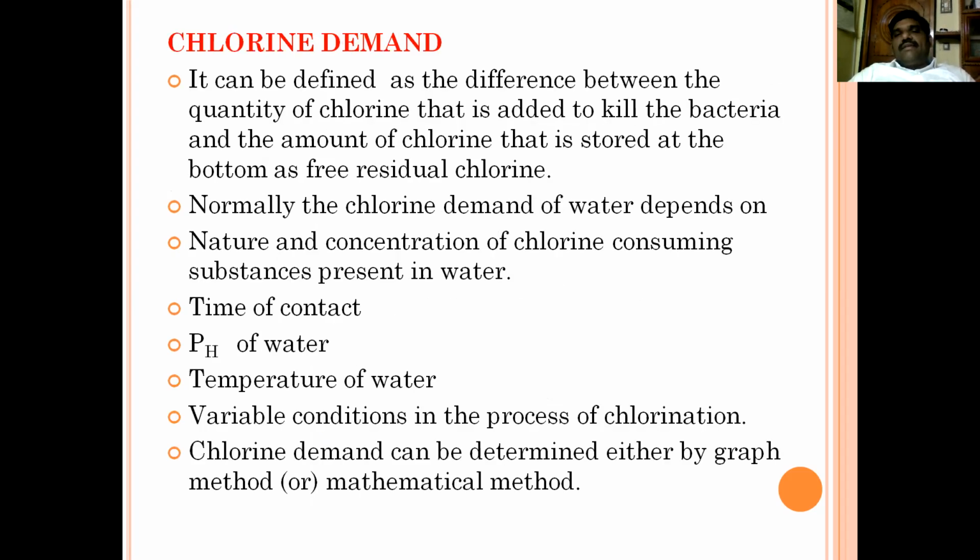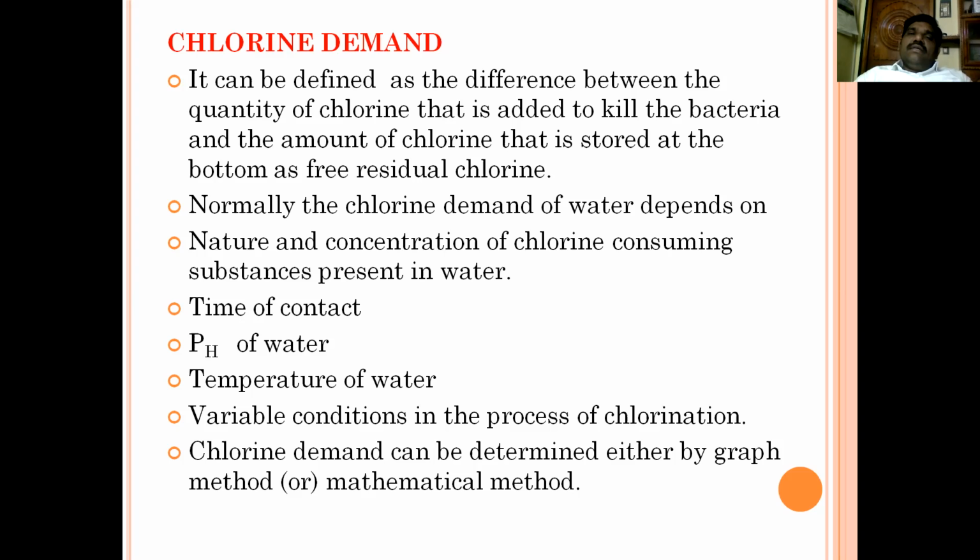Chlorine demand. How can we define this? It can be defined as the difference between the quantity of chlorine that is added to kill the bacteria and the quantity of chlorine that is stored at the bottom as residual chlorine. That is called chlorine demand. It depends on time of contact, pH of water, temperature of water, levels of contamination, and the nature and concentration of chlorine-consuming substances present in the water.